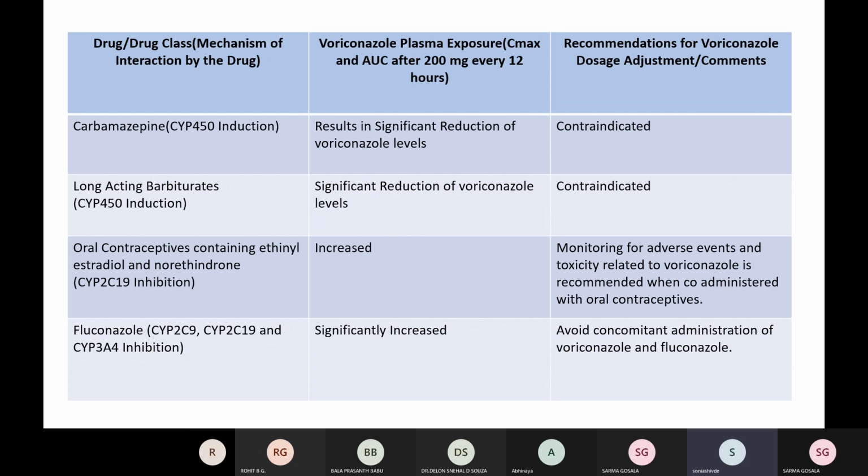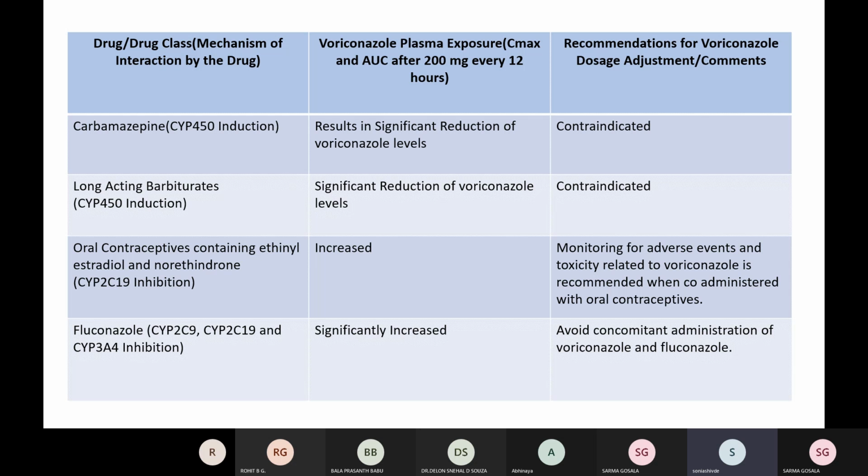Coming to the next, one of our favorite drugs, carbamazepine, which is a CYP450 inducer, as we all know, results in significant reduction of voriconazole levels, so thus contraindicated. Long-acting barbiturates like phenobarbital, again significant reduction in voriconazole, and it is contraindicated. Oral contraceptives containing both estrogen and progesterone combination, the levels are increased.